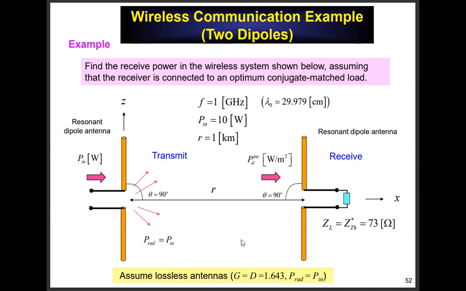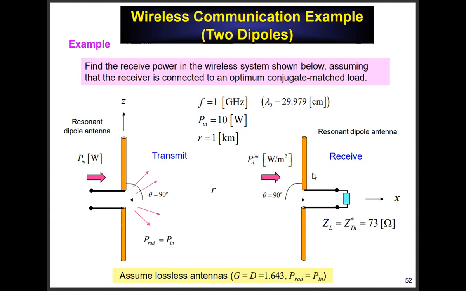The efficiency is 1 or 100%. So therefore, gain, which is directivity times efficiency, is the same thing as directivity. And notice optimum direction again, optimum polarization, everything. So 1.643. And since they're totally efficient, there's no loss. So whatever power goes in is also power radiated, right? Okay. And the goal is to find the amount of power that can be received by this receiver in this system here.